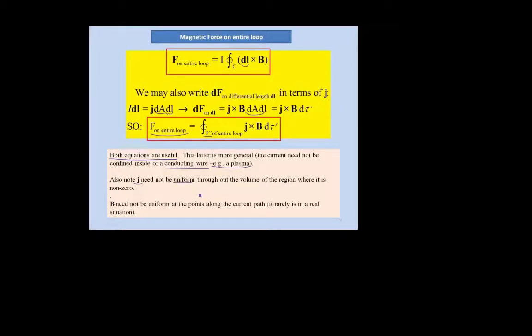To get anything interesting, you would have volumes where it is non-zero. The other thing is that B does not have to be uniform. In fact, if it's uniform, I'll show you that things get kind of uninteresting. So at points along the current path, you could have B, which is zero, for example. And it rarely is in a real situation. You have B's that are penetrating the entire volume, but there are several where you don't do that.